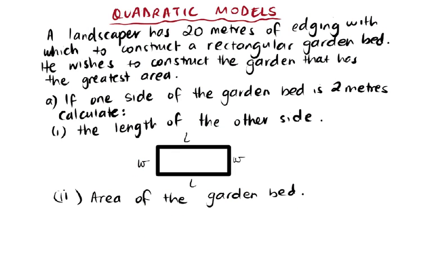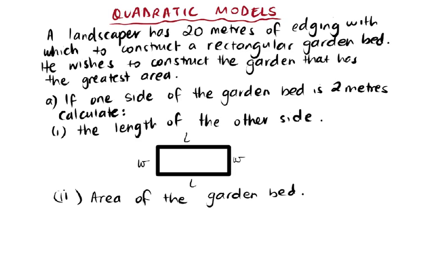So in this question, it says a landscaper has 20 metres of edging with which to construct a rectangular garden bed. He wishes to construct the garden that has the greatest area. If one side of the garden bed is 2 metres, calculate the length of the other side.